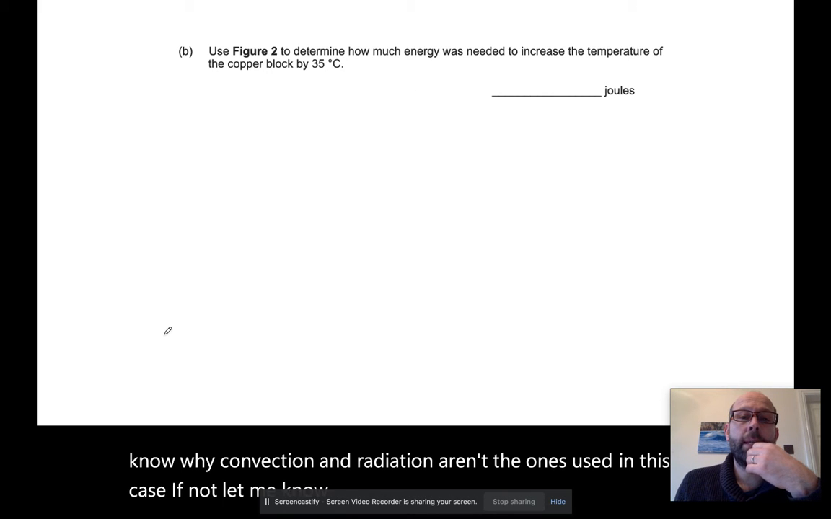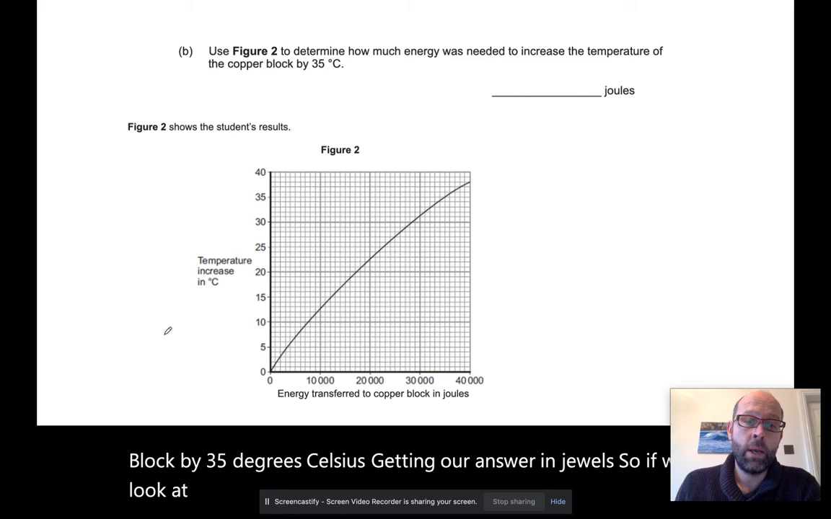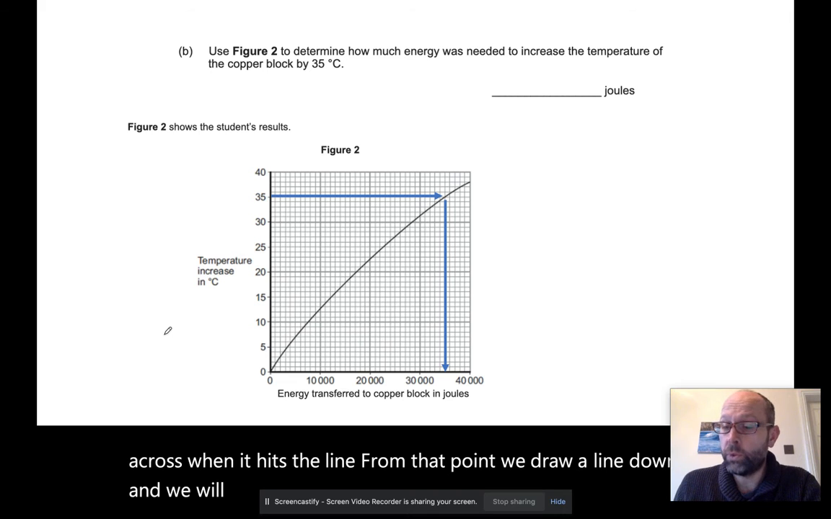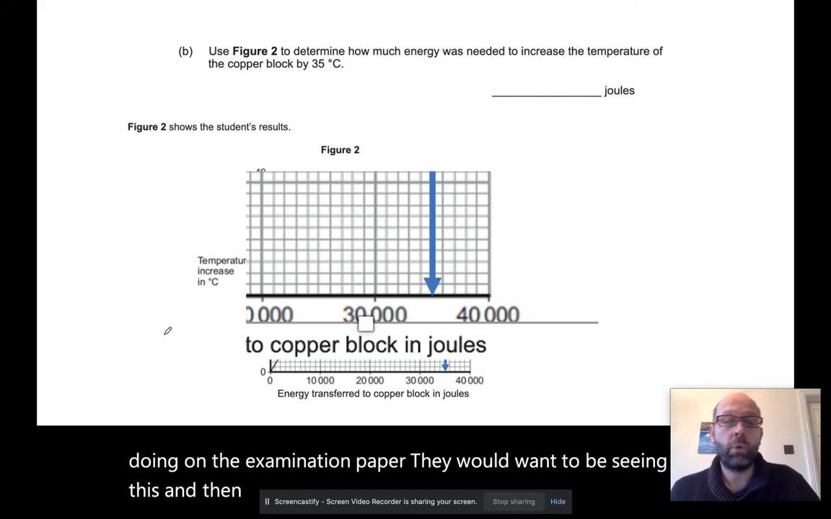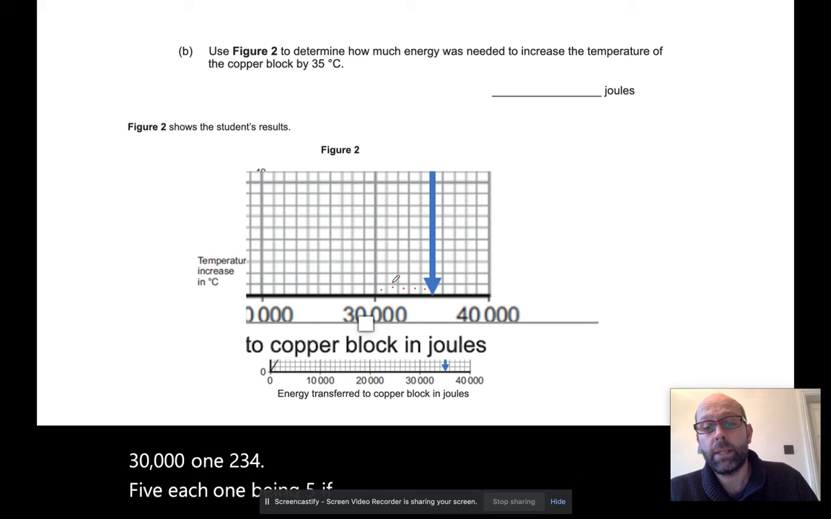Right, so we're looking at figure 2 here to determine how much energy was needed to increase the temperature of the copper block by 35 degrees Celsius, getting our answer in joules. So if we look at the diagram here, we go up to 35 on the y-axis, draw a line across. When it hits the line from that point, we draw a line down, and this is what they would want you to be doing on the examination paper. They would want to be seeing this. And then if we zoom in on what we can see going on there, 30,000, 1, 2, 3, 4, 5, each one being 5. If there's 10 in total, that's 35,000 joules as the answer there.